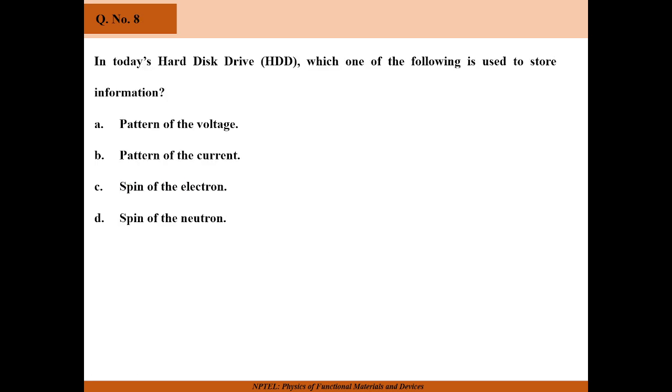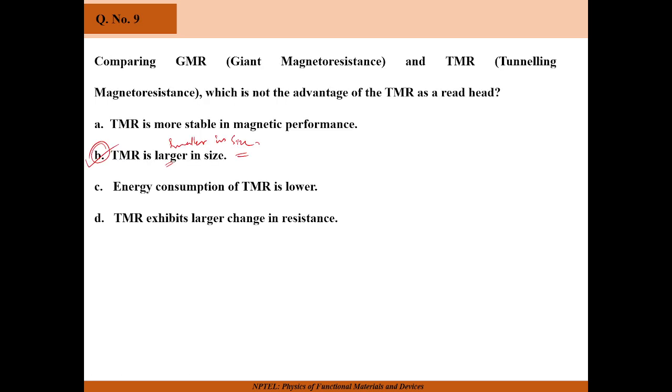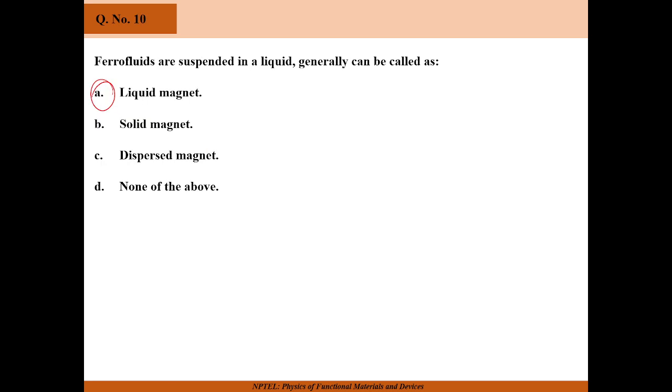In today's hard disk, which of the following is used to store information? Basically, the information is stored based on the spin of the electron. Comparing GMR and TMR, which is not an advantage of TMR? The TMR size is actually smaller, though the option says it is larger. So the correct answer is option B.